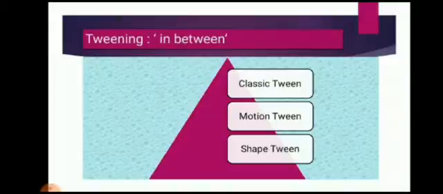The main difference between these three tweens, that is classic tween, motion tween and shape tween, is that the motion and classic tweening work on symbols, whereas the shape tweening is used when the objects are not symbols and are ungrouped. Okay, meaning shape tweening doesn't work on symbols. This you have to remember. Okay, clear?